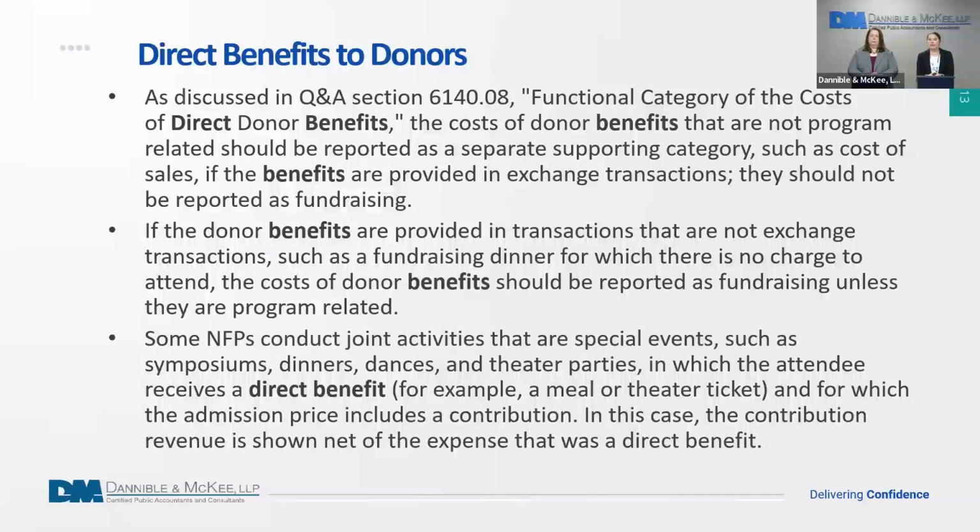Some nonprofits conduct joint activities that are special events, such as symposiums, dinners, dances, and theater parties, in which the attendee receives a direct benefit. So they're getting a meal, they're getting a theater ticket, they get to see a show, they're getting entertainment, and the admission price includes a contribution. So in that case, the contribution revenue is shown net of the expense that was a direct benefit.